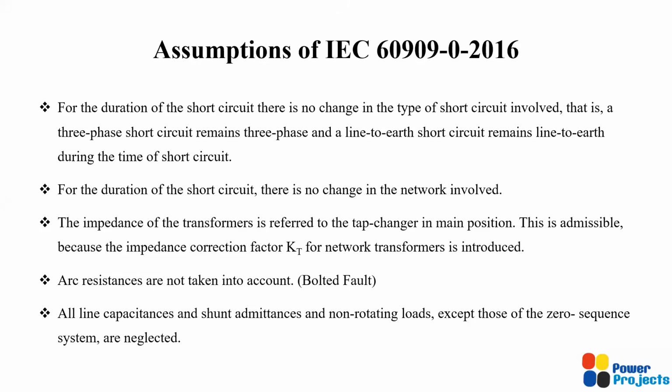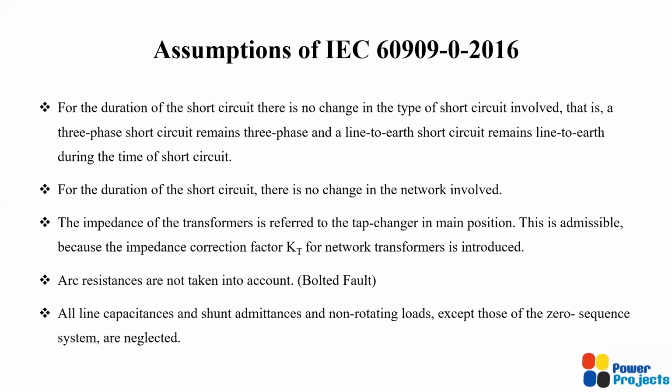Okay. Third important point: it takes the impedance of the transformer at its nominal tap, or its main position. This assumption is okay because we are including the correction factor KT for the network transformers. We are also using a C factor, which I will come to a bit later. So the impedance of the transformer is referred to the nominal tap. That's what most of the manufacturers will give.